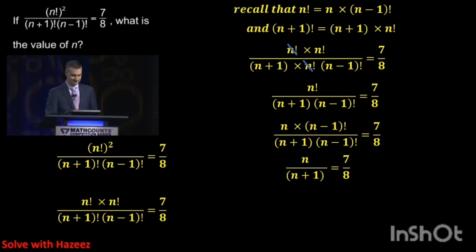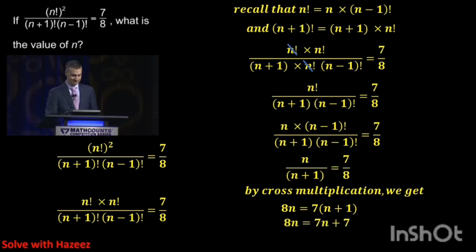So we have successfully removed the factorial and we have turned it to a simple linear equation. So here we are going to cross multiply. By cross multiplication, we are going to be having 8 multiplied by n, which is 8n, is equal to 7 multiplied by n plus 1. So we are going to open the bracket at the right hand side. So we have 8n is equal to 7 times n, that's 7n, plus 7 times 1, that is 7.